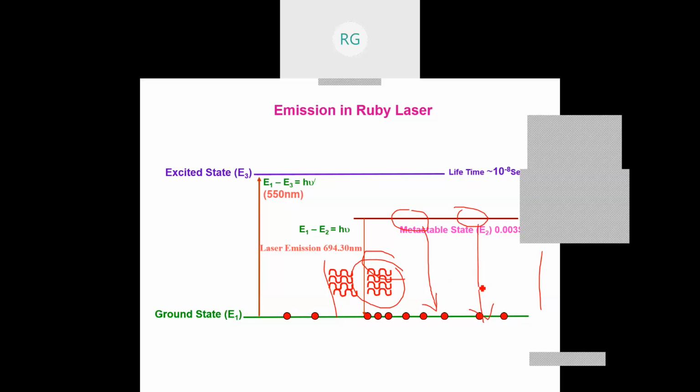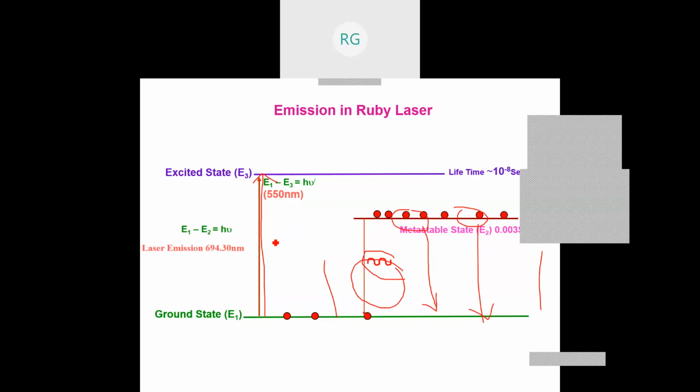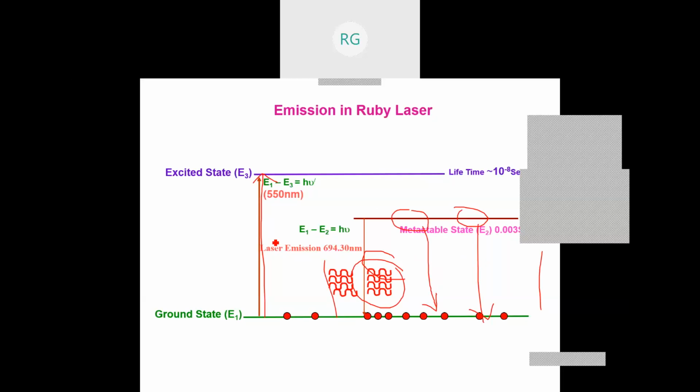If we want to get the second lasing pulse, then give another xenon flash here. If you give the xenon flash again, then atoms will go again to the top and they will fall down and give rise to this. So every time you give the xenon flash, we will get one pulse, something like this. Likewise, it is a pulsed laser. It is not a continuous laser.